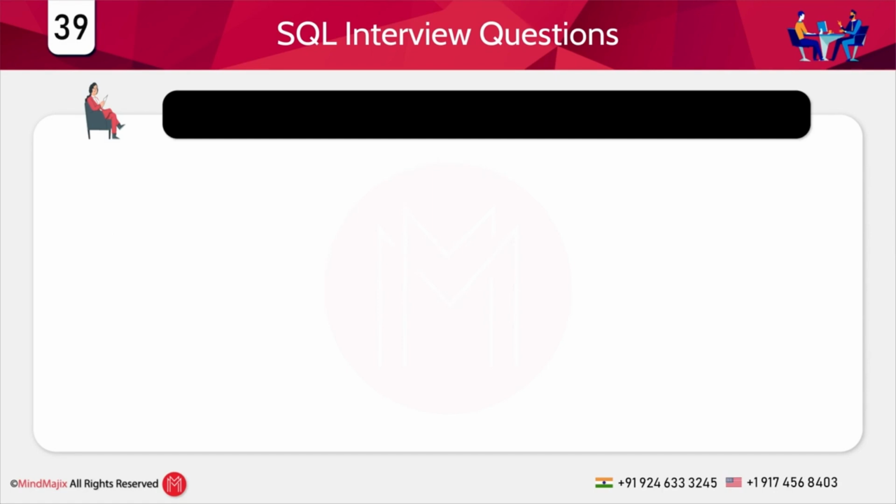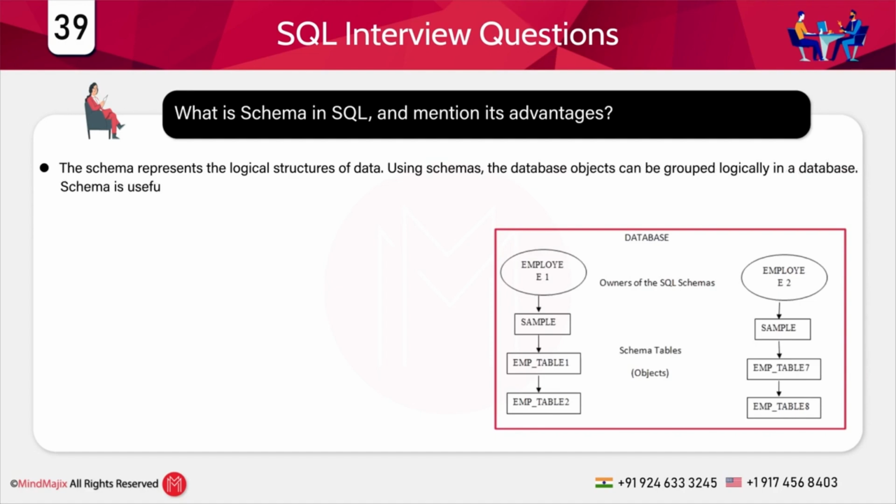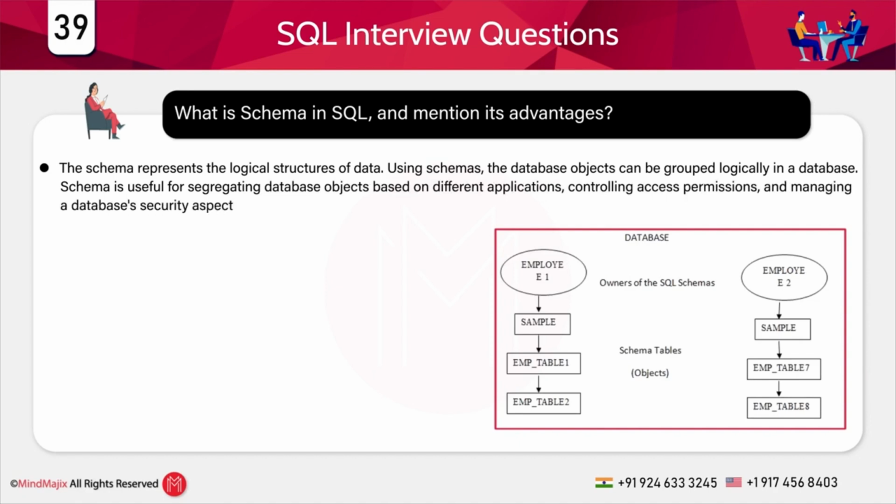The next question over here is, what is a schema in SQL, and mention its advantages. So schema represents the logical structures of the data. So using schemas, the database objects can be grouped logically in a database. So schema is useful for segregating database objects based on different applications, controlling access permissions, and managing a database security aspects. So in simple words, schemas ensure database security and consistency.